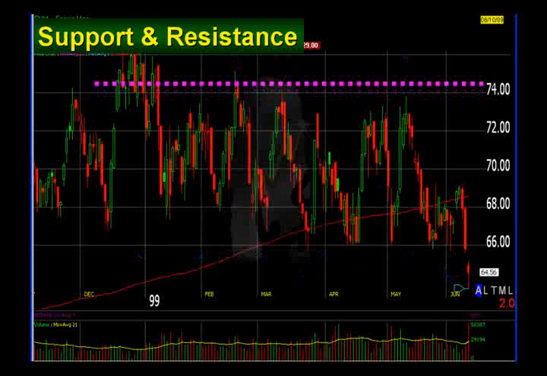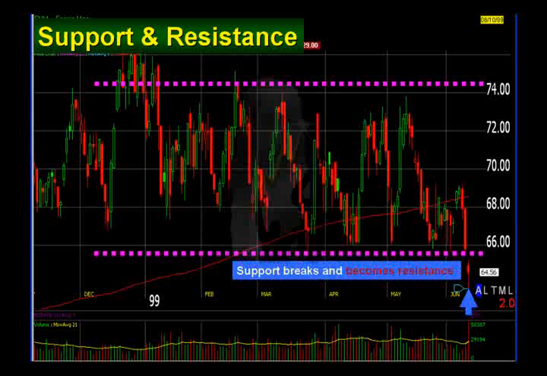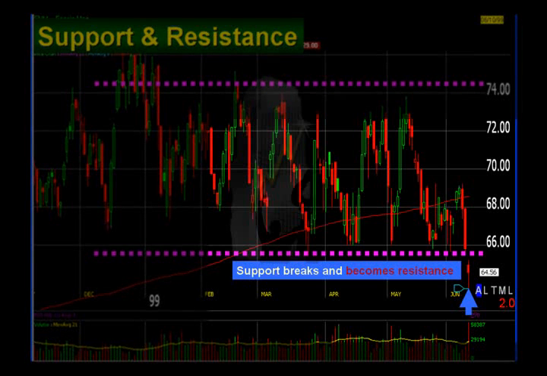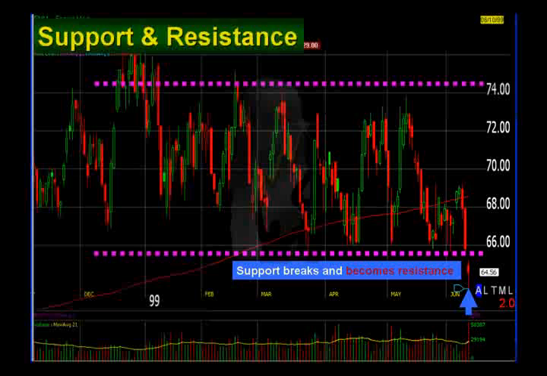Where this gets slightly interesting is because what will happen is support, if it's broken, will then become resistance. In this example, the stock has broken down through support, and that broken support line will now become an area of resistance. Similarly, if the resistance line had been broken on the way up, so the stock had broken up through the resistance line, then that resistance line would now become an area of support.